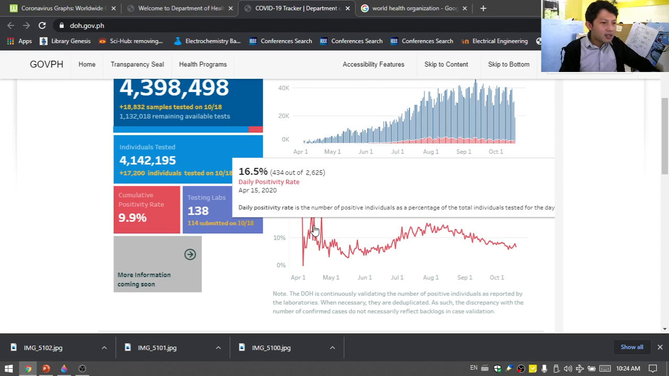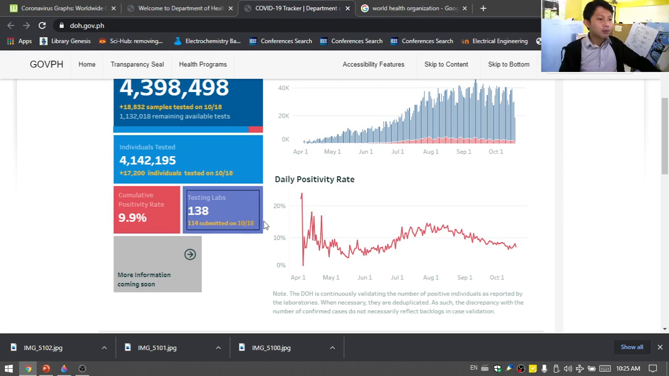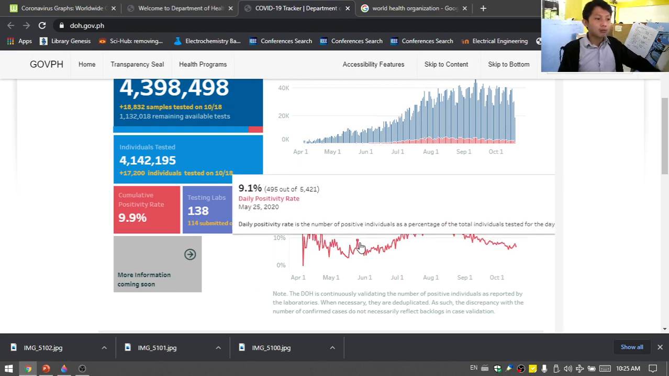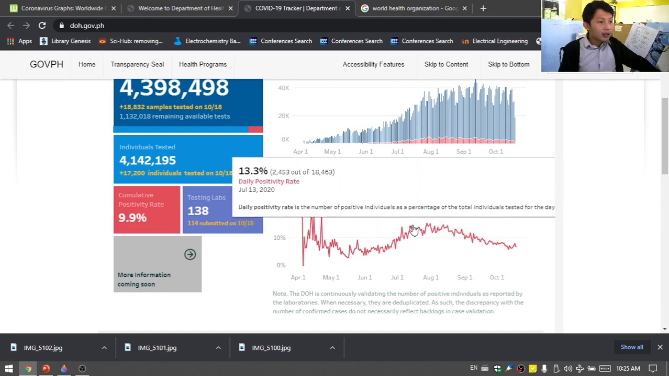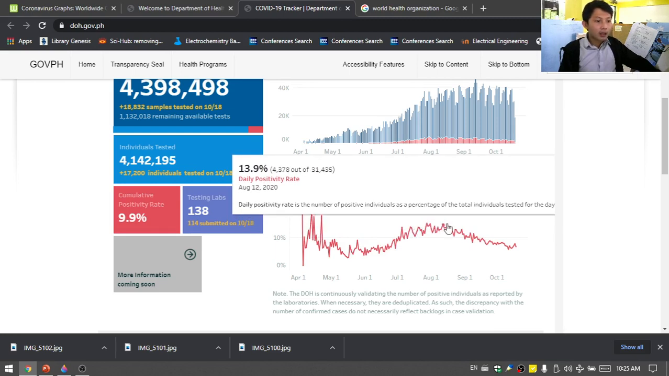Okay, so daily positivity rate is the number of positive individuals as a percentage of the total individuals tested per day. So, this is a percentage. So, for example, mayroong nagpa-test na 20 at 10 yung nag-positive. So, that's basically 50%. So, ibig sabihin dito sa data nila is less than half na natitest nila ay positive. Tignan nyo naman itong data na ito. Out of 18,000 na na-test, 2,000 plus yung nag-positive noong July 13. Okay, and then yung ating rate is bumababa.